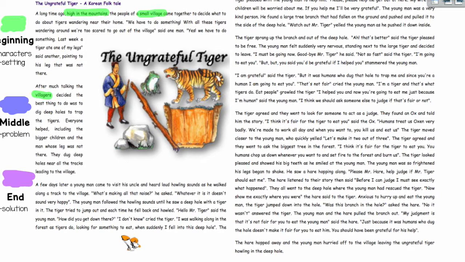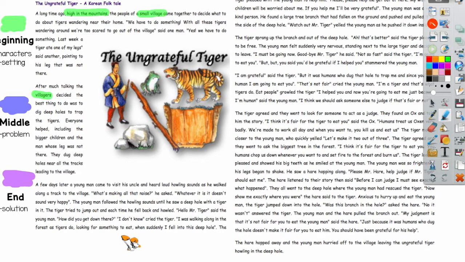"Please, please, help me get out of here. My wife and children will be worried about me. If you help me, I'll be very grateful." The young man was a very kind person. He found a large tree branch that had fallen on the ground and pushed and pulled it to the side of the deep hole. "Watch out, Mr. Tiger," yelled the young man as he pushed it down inside.